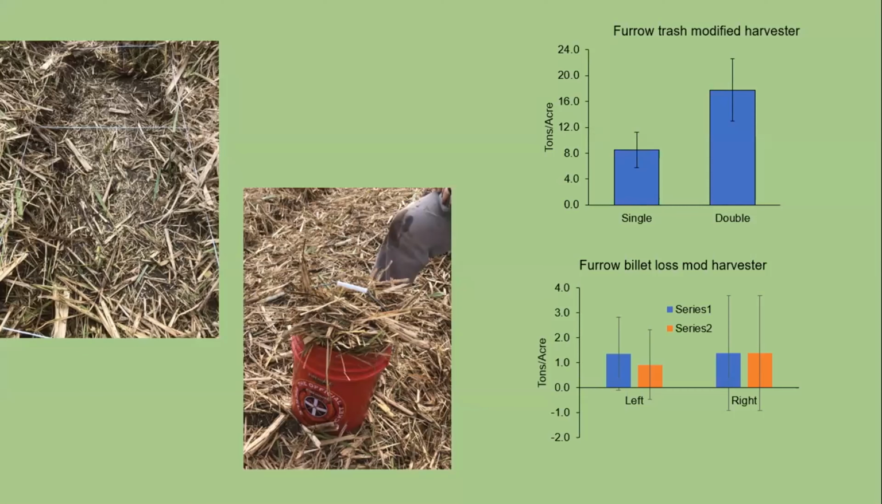We have this wire frame that we made. That's 2 feet by 4.5 feet, so that's 1 square yard. And we collect that trash in the furrow, and we put it in buckets and we weigh it. And you can see on the graphs on the right hand side, quite a bit of tons. This is all wet trash.